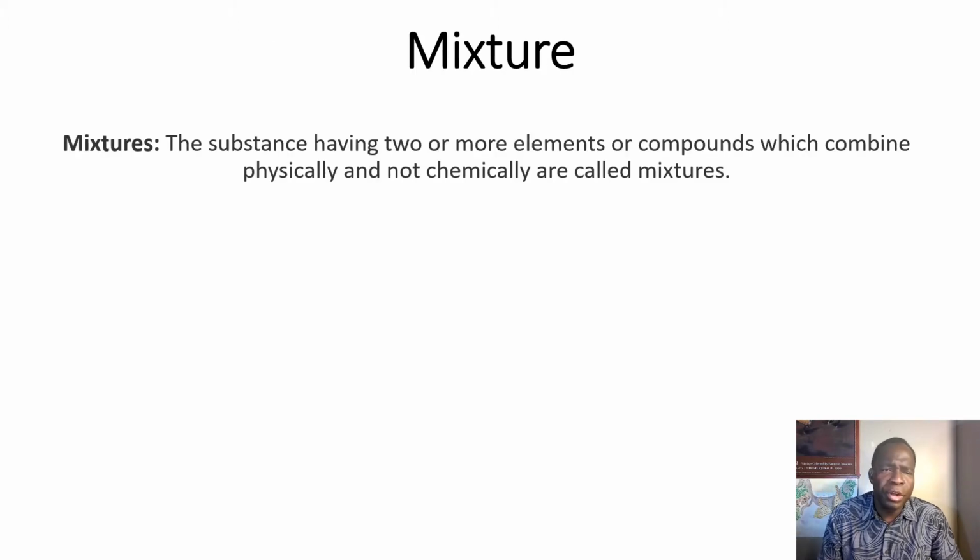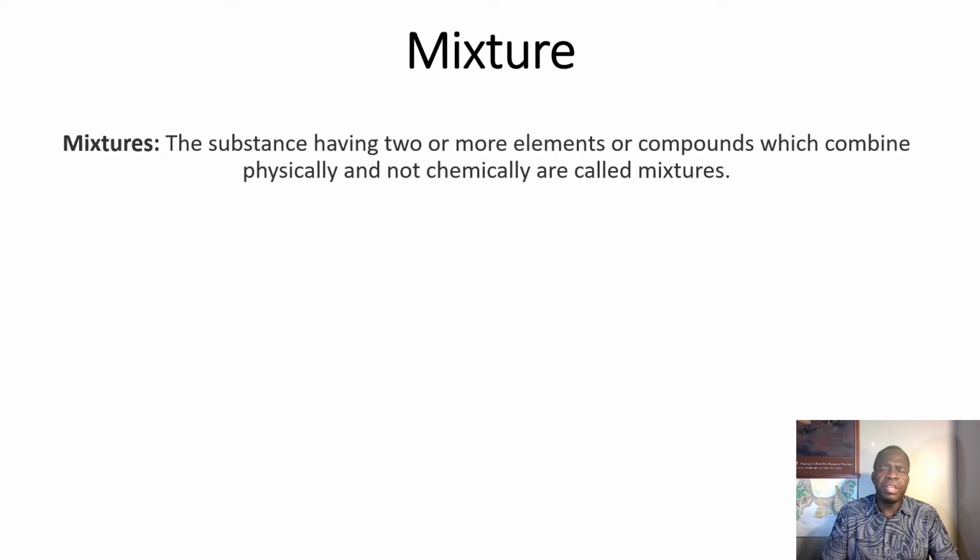Let's talk about mixture. What is a mixture? Substances having two or more elements or compounds which combine physically and not chemically are called a mixture. A mixture can be a combination of two solid compounds. A mixture can be a combination of a liquid and a solid. A mixture can also be a combination of two liquids together.